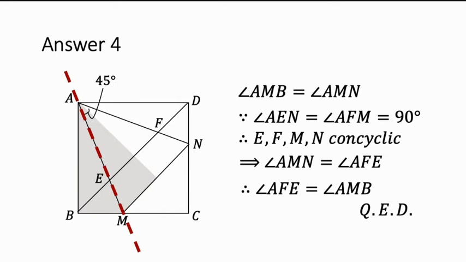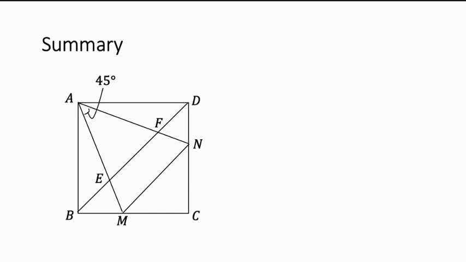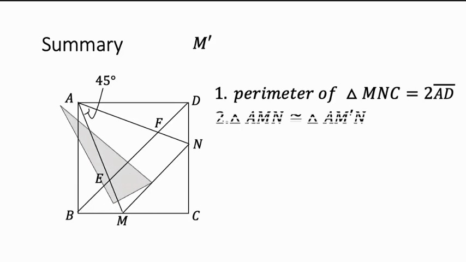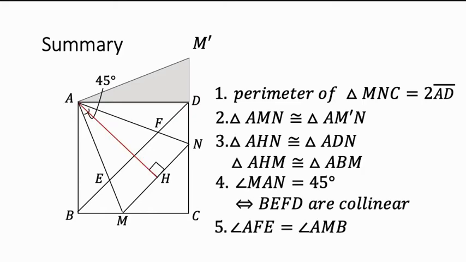So now let's make a quick summary. First, the perimeter of the triangle MNC will be equal to 2 times AD. Second, we know that the triangle AMN will be congruent with the triangle AN'. Third, we can get the symmetry, where AHN is congruent with ADN and AHN is congruent with ABN. Fourth, from question 3, we can get that if the angle MAN is 45 degrees, then B, E, F, D are collinear.